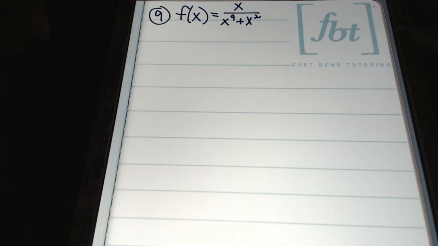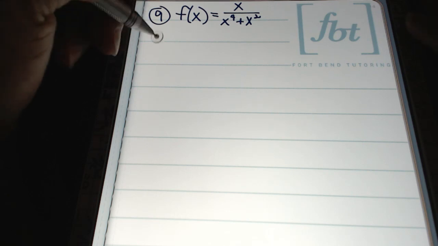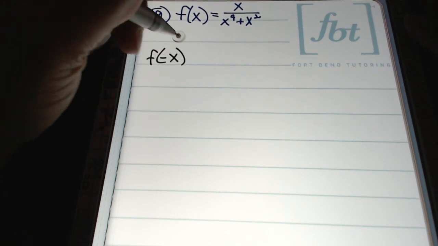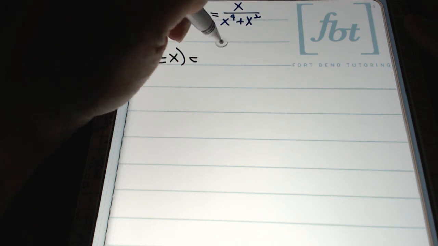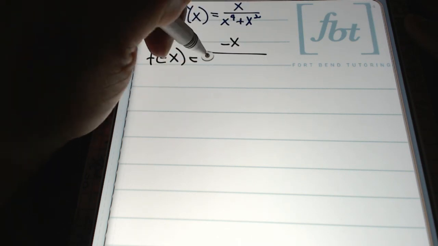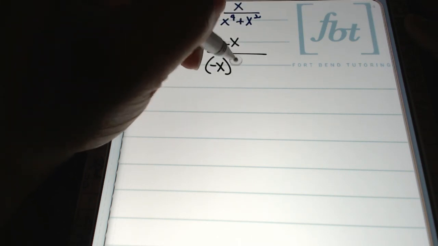So we have f of x equals x divided by x to the 4th power plus x squared. What do you guys think this will be? You see where I'm going with that? Are you certain that you know the result of this just by looking at it? Well, let's see what happens. If you go ahead and replace all the x's with negative x, let's see what happens here. You'll end up with negative x in the numerator. In the denominator, you'll have negative x raised to the 4th power.